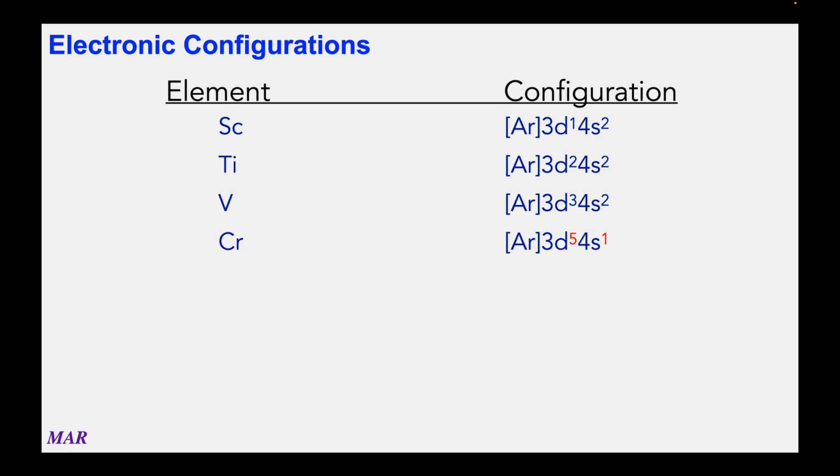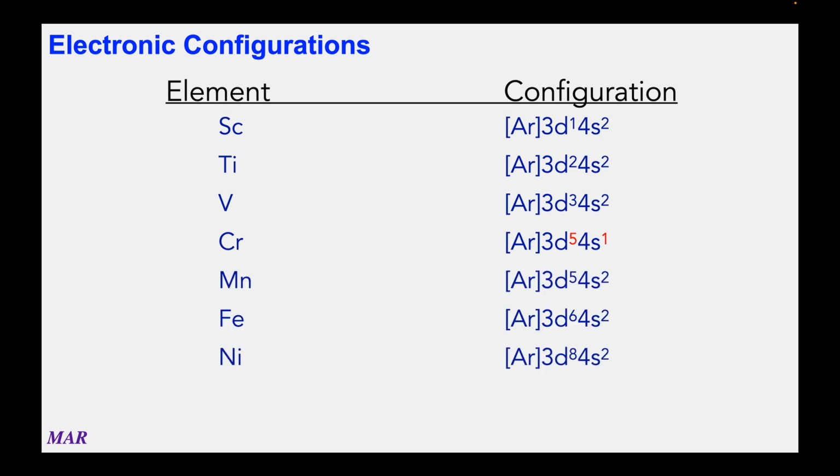They do exist. If you told me the answer for chromium was argon 3d4 4s2, I'd be fine with it. But in reality, it makes an exception to the n plus l rule. That's what we're seeing. But then after manganese, it goes back for a while. So manganese, iron, and nickel all follow the same kind of patterns you can see. I skipped cobalt there because I was running out of room.